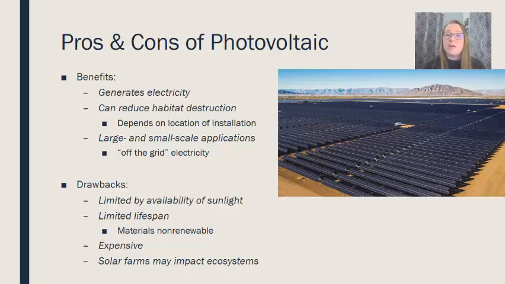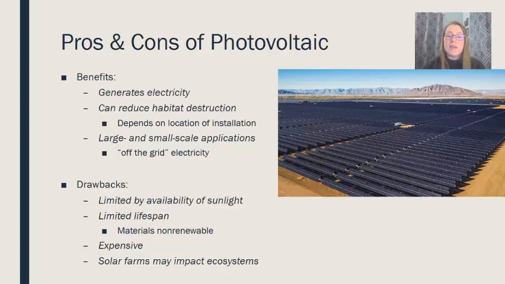Another big drawback of photovoltaics is that they are really limited by the availability of sunlight. So a solar panel can only generate peak electricity during bright, sunny daytime. So a solar panel is not generating any electricity at night, and it only generates very little electricity on cloudy days. So this creates a variable source of energy that doesn't necessarily match up with the electricity demand on the grid.